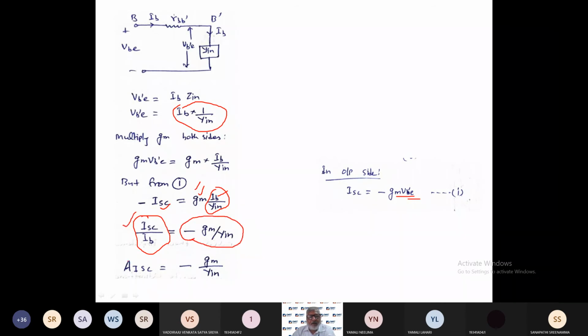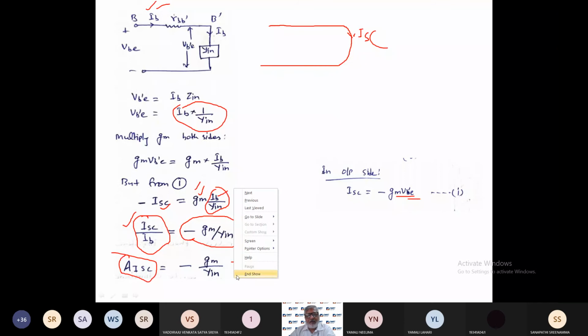And this ISC by IB is your short circuit current gain, right? Output current is ISC, the short circuit current. And input side it is IB. This is your input side. If you recall, here we short circuited this section, right? So this current is your ISC. So the short circuit current gain is minus Gm by Y in. Okay.